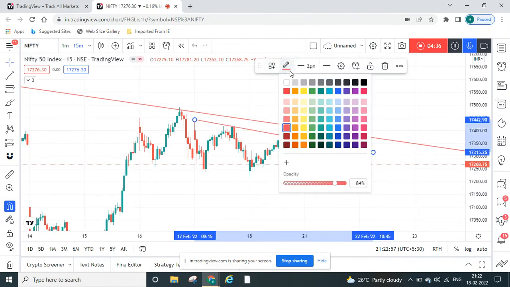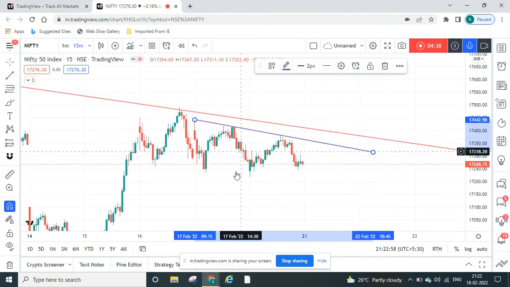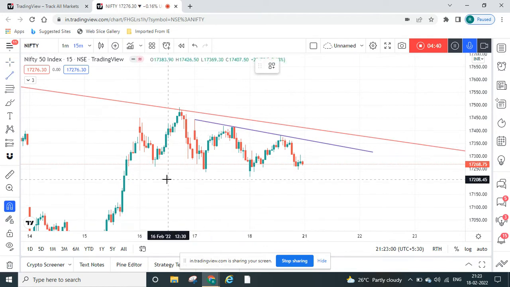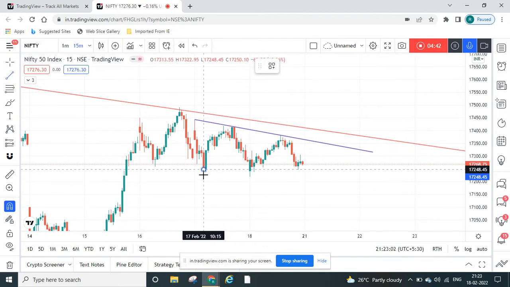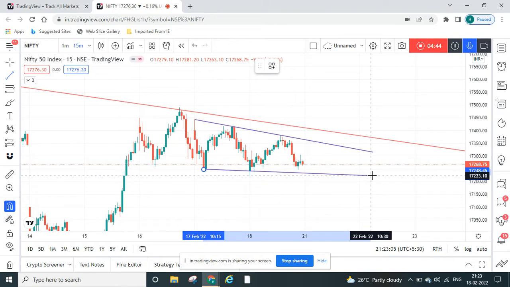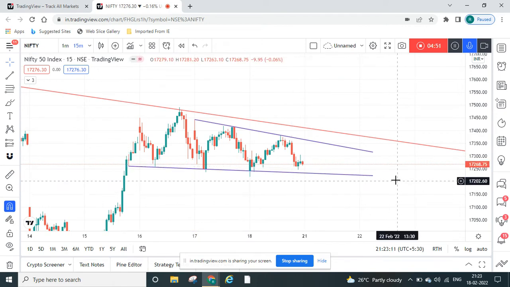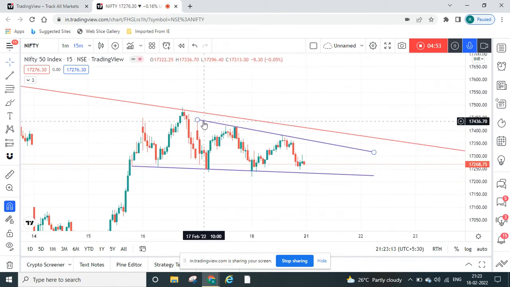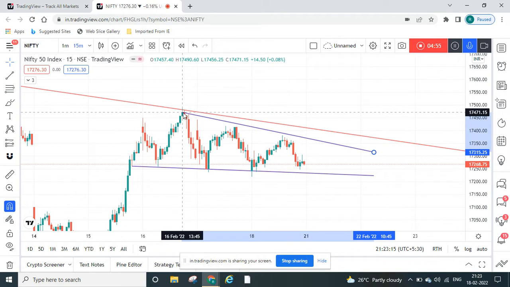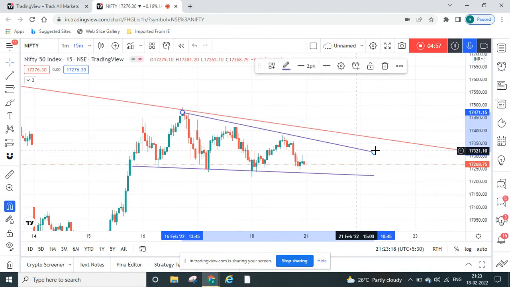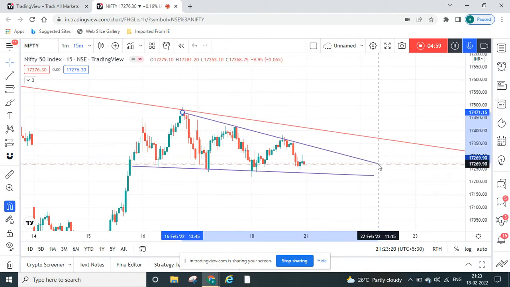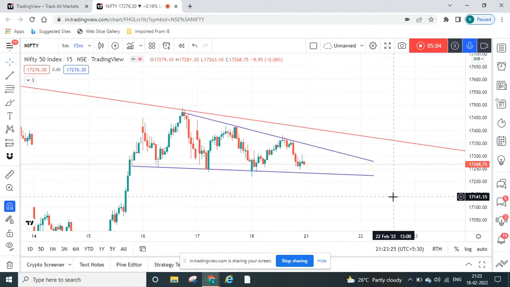So currently Nifty is following this pattern, which is a triangle pattern. So currently Nifty is travelling in this pattern. Whenever there is a breakout out of this pattern, we can make a long or short entry.